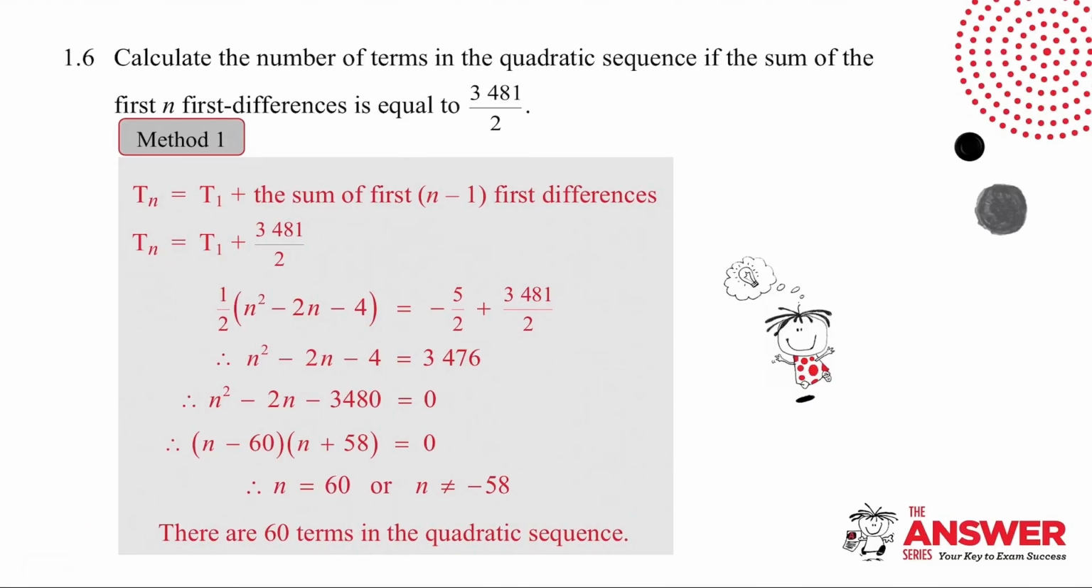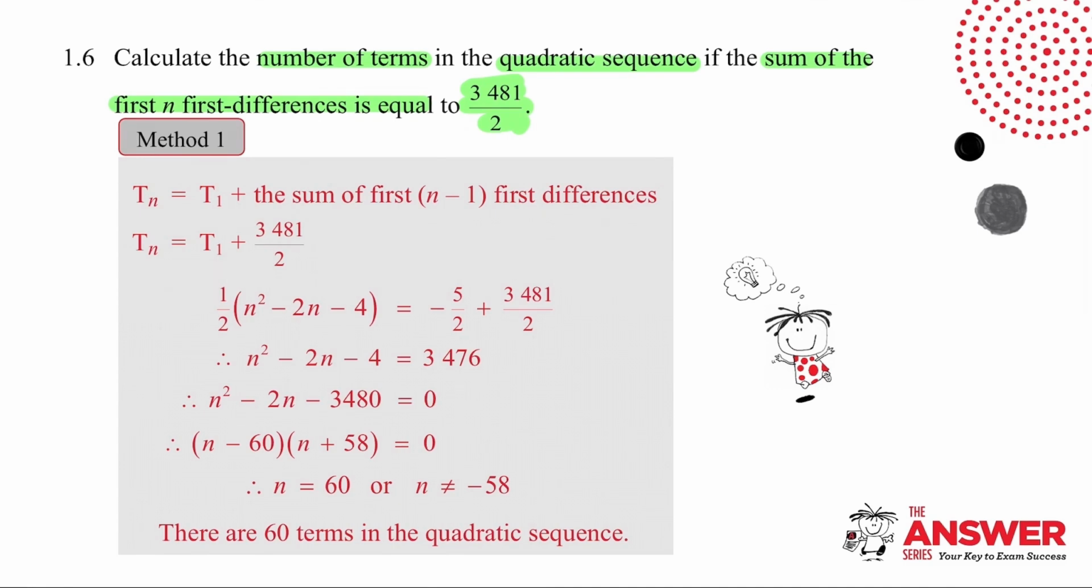The last question we are going to answer in two very different ways. We are being asked here to calculate the number of terms in the quadratic sequence if the sum of the first n first differences is equal to 3481 over 2.